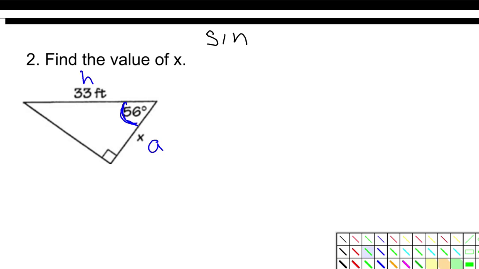So, oops. So, whoa, when did I change colors? So, SOH, CAH, and TOA.